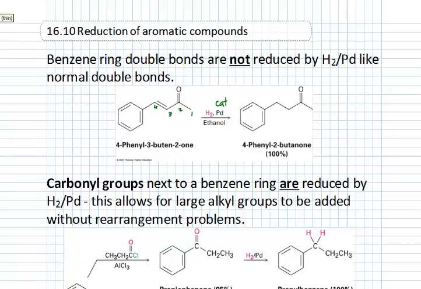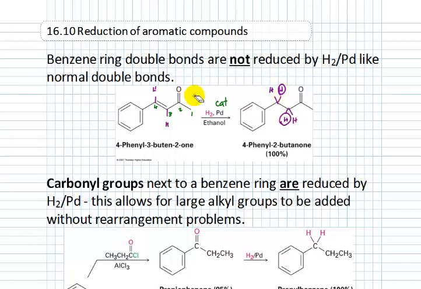What will happen here is that we'll be able to reduce this one double bond that's outside of the benzene ring. So there's one hydrogen on each of those double bonded carbons. Now, in the product, we've removed the double bond by adding H2 across the double bond. The double bond is reduced.